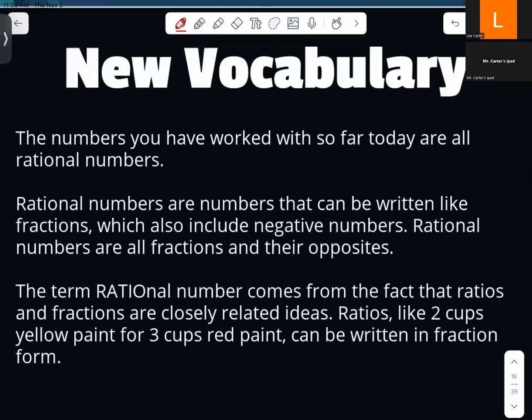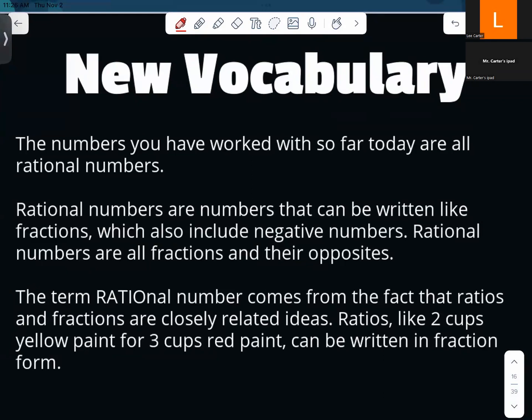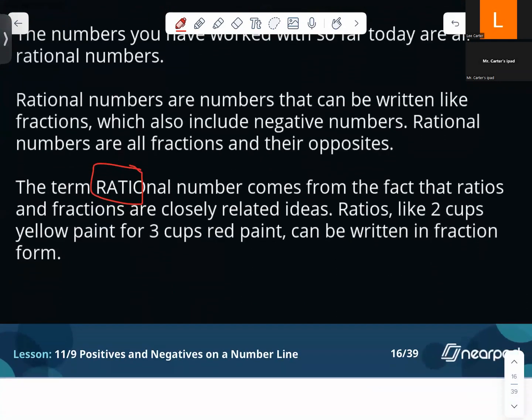Okay, so I'll introduce a new word to you here. You may or may not have heard it. It's called a rational number. Rational, like reason, it makes sense. Rational is kind of like a ratio, so it can be written as a fraction, which we've been doing a lot of. It's any number that can be written as a fraction, which includes integers, whole numbers, but also fractions and most decimals. Not all, but most.